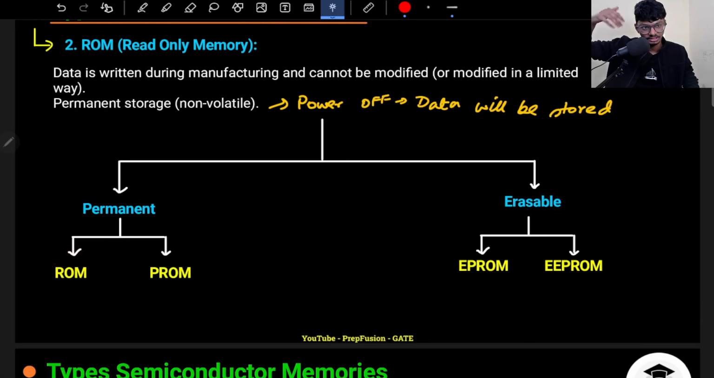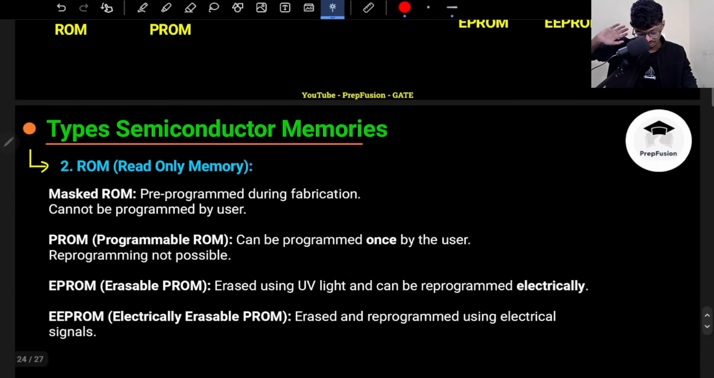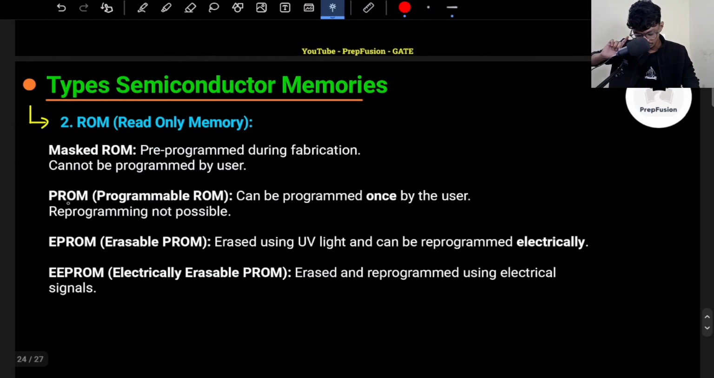I will explain the definitions as well. Another one is PROM. PROM is programmable ROM. EPROM is electrically programmable ROM, and EEPROM is electrically erasable programmable ROM. So what are the differences? The first one is mask ROM, simple ROM, which is pre-programmed during fabrication and cannot be programmed or changed by the user.